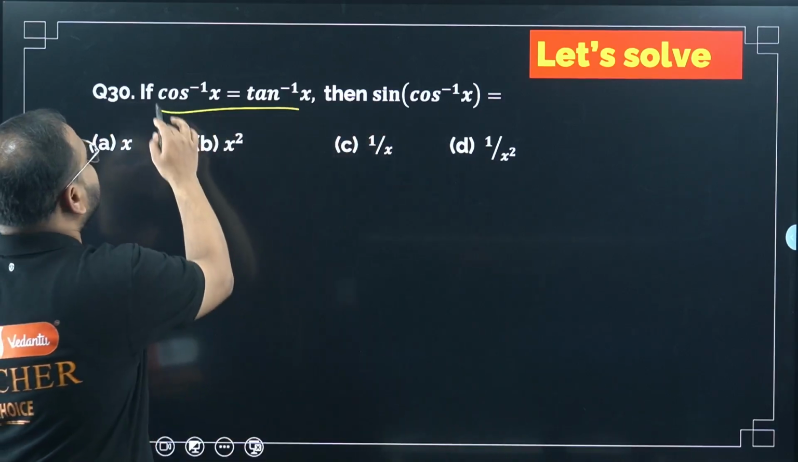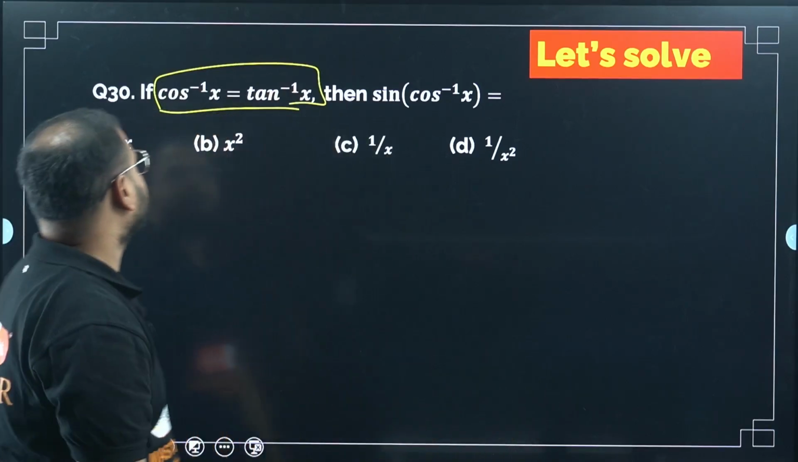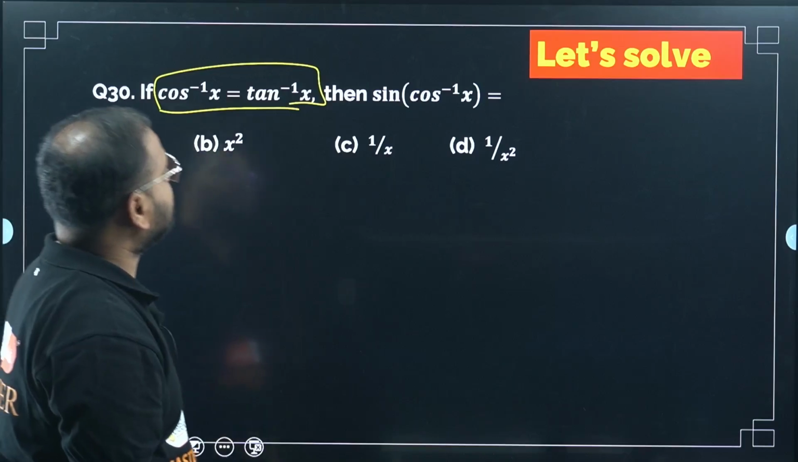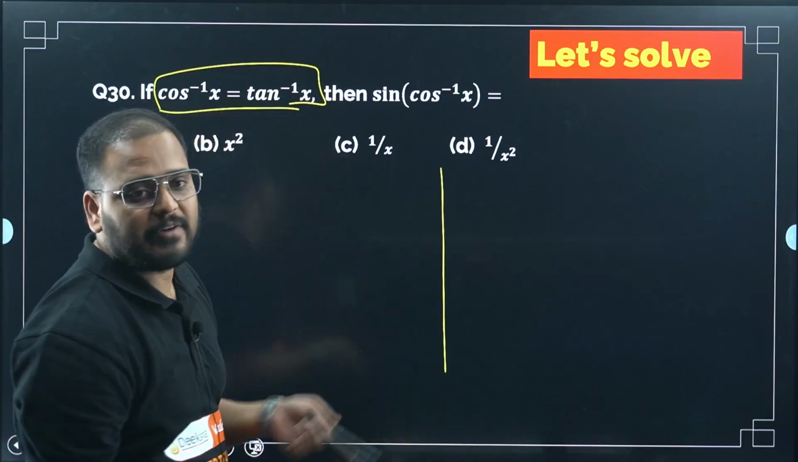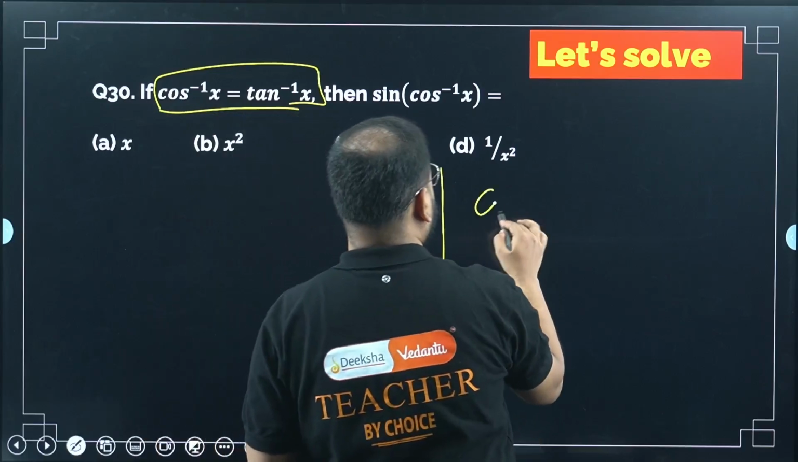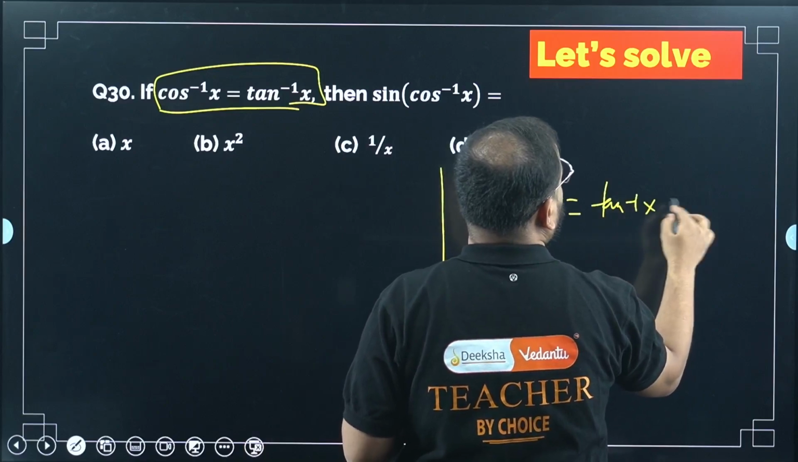So what is this going to be? Cos inverse of tan inverse of x. Let's do the last question and complete our session. Cos inverse of x equals tan inverse of x. These are not P by Q, some extra questions I've taken.